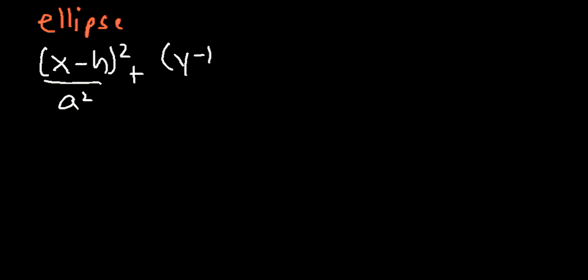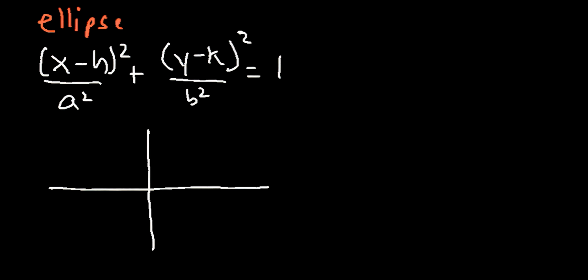Now, for an ellipse, if you have x minus h squared over a squared plus y minus k squared over b squared equals 1. So remember, a is the bigger one. A is greater than b. So what's going to happen is, let's assume the center is the origin. You're going to have a graph that looks like this.